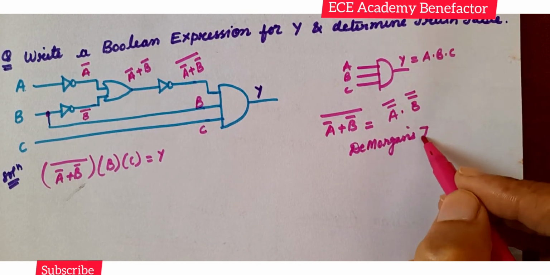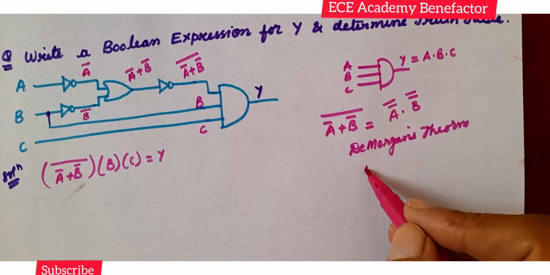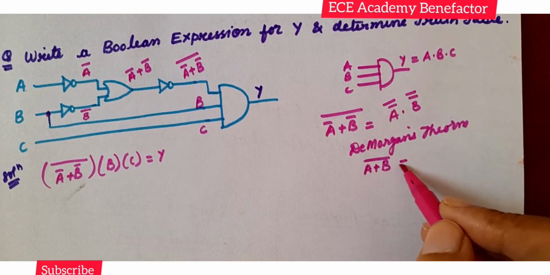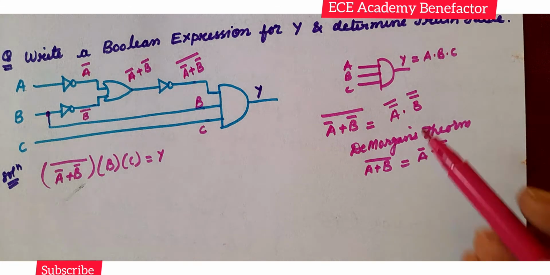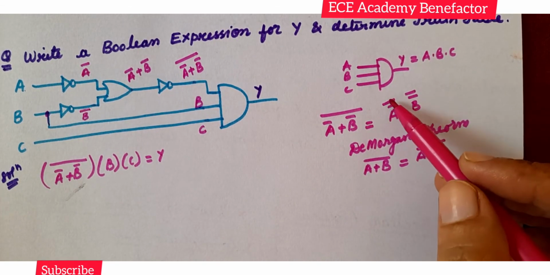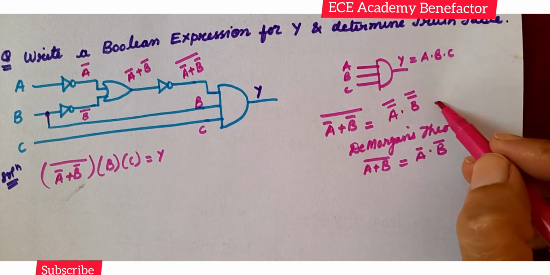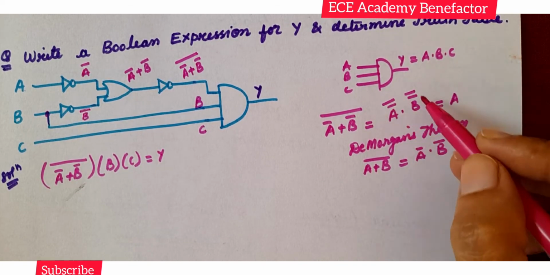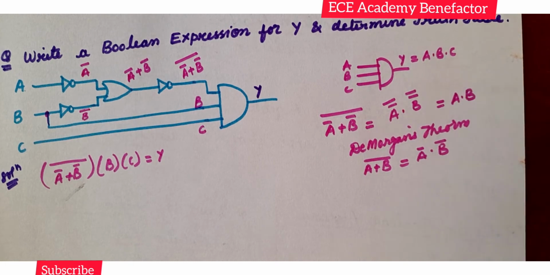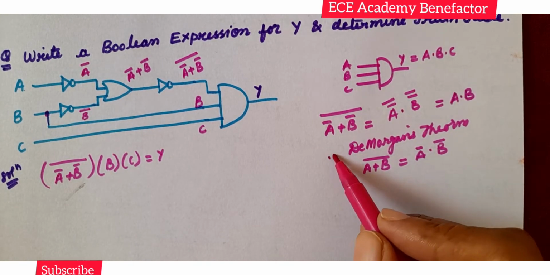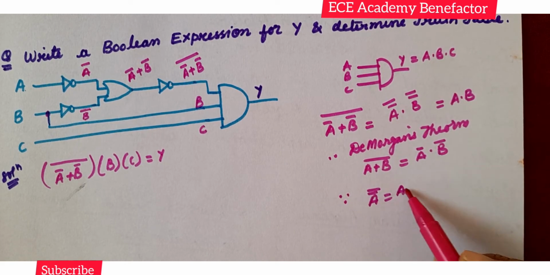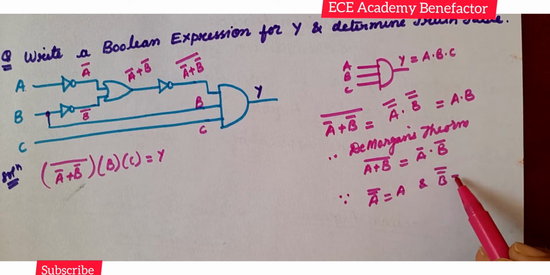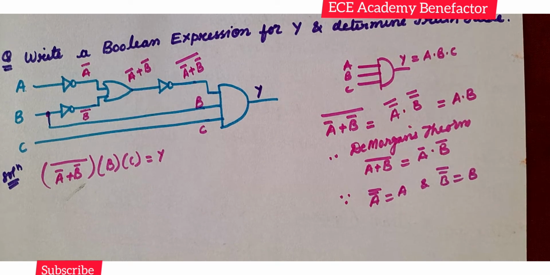What is De Morgan's theorem? A plus B the whole bar is equal to A bar dot B bar. Okay, this is De Morgan's theorem. So, what is A double bar? When you take the complement 2 times, it becomes the same. So, it becomes A and it becomes B. So, it is A dot B. We can write it here, because A double bar is equal to A and B double bar is equal to B, like this.